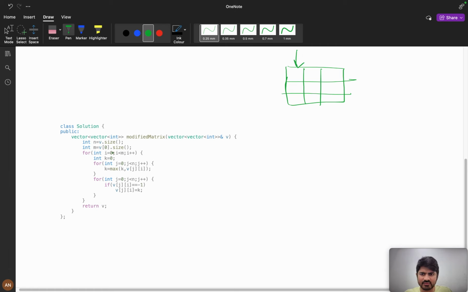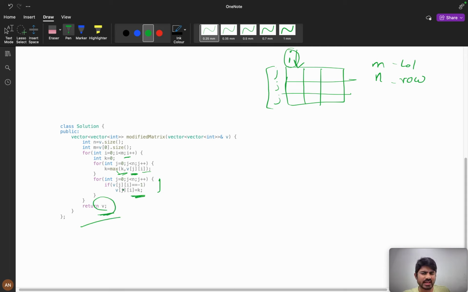That means I will start from i equals 0, i less than m. Here m is my column length, n is my row length. This is my column and this is my row. Now I will iterate to m, and j equals 0, j less than n. That means we are iterating through the column. It is v[j][i], that means my row index is increasing, but my column is fixed, my i is fixed. You can see here I have calculated k as the max, then when it is -1 I am replacing it with k, and we are returning v.